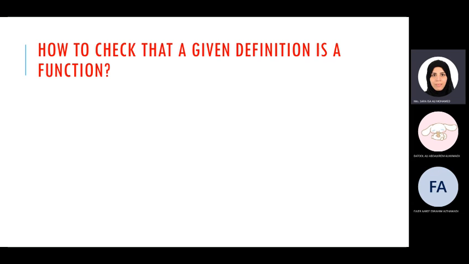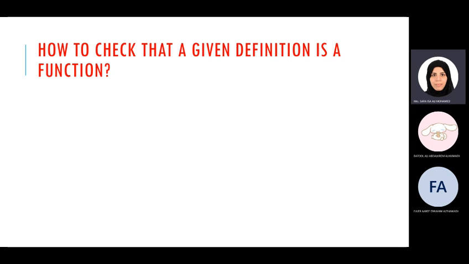Sometimes the given definition is not a function. If it is not a function, we cannot test the one-to-one or the onto, because one-to-one and onto are two features related to functions. In the exam, sometimes they will give you a question: check first if the given definition is a function or not. So you have to read the question carefully. If it is not a function, no need to check the one-to-one and the onto.